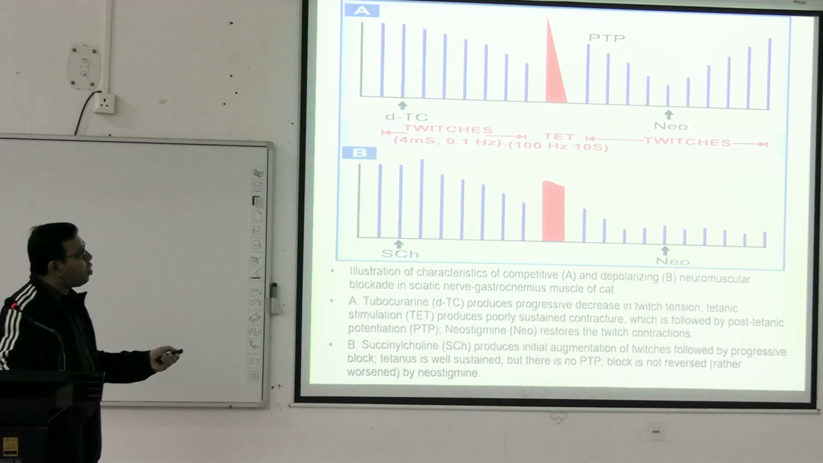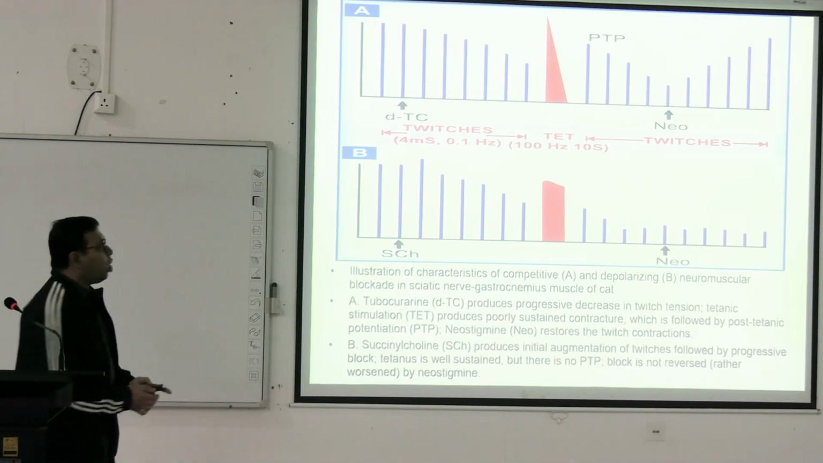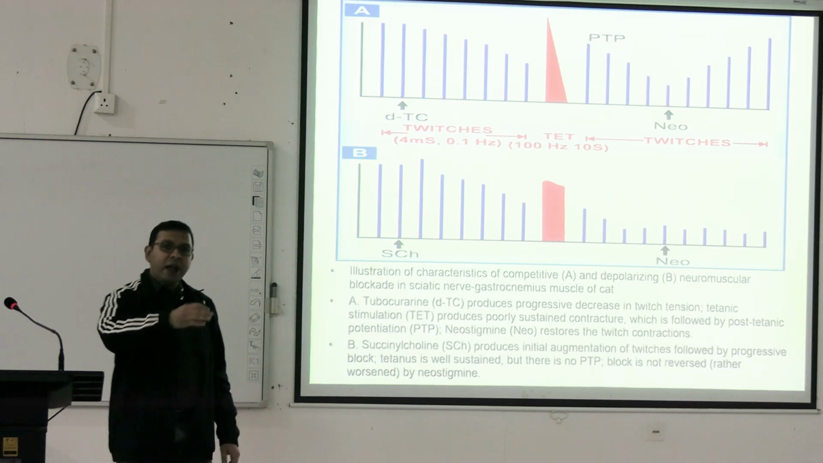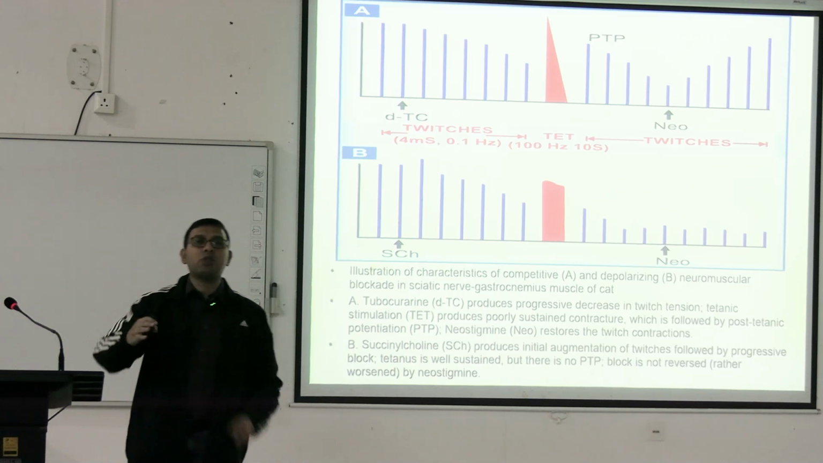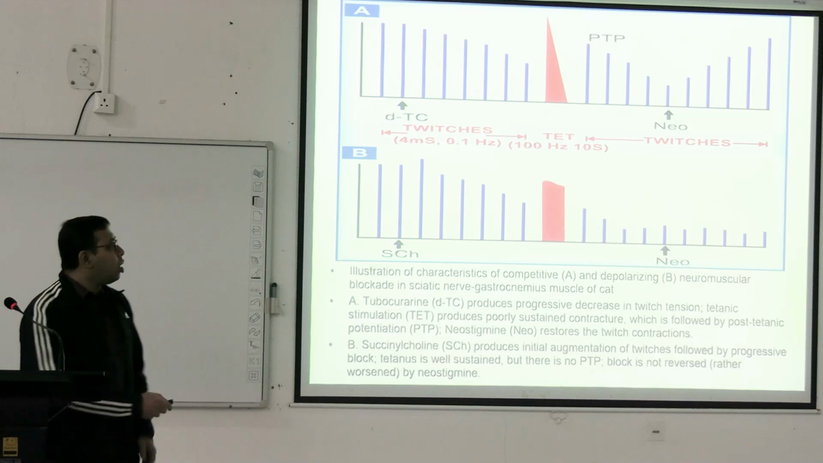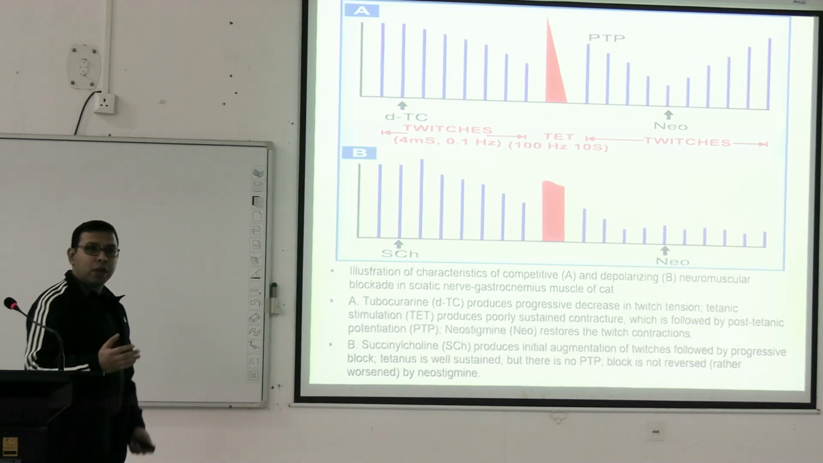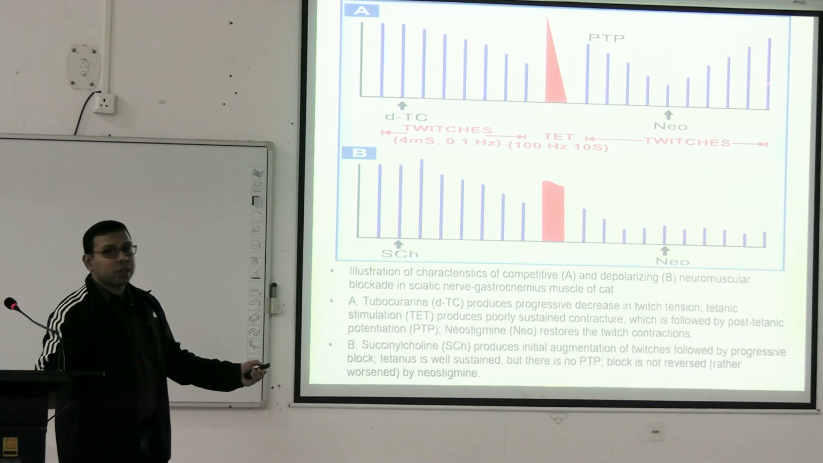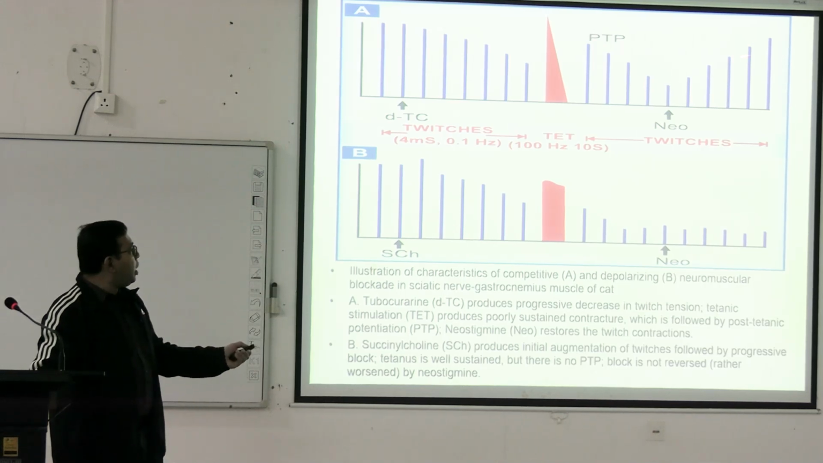Now when we use neostigmine, an anticholinesterase, you can see neostigmine restores the twitch response. After the post-tetanic potentiation, there is again a gradual lowering of the twitch response. A decreased twitch response means the muscle is becoming more relaxed. Now we are using neostigmine. Neostigmine just reverses this, so ultimately the muscle contraction happens again.